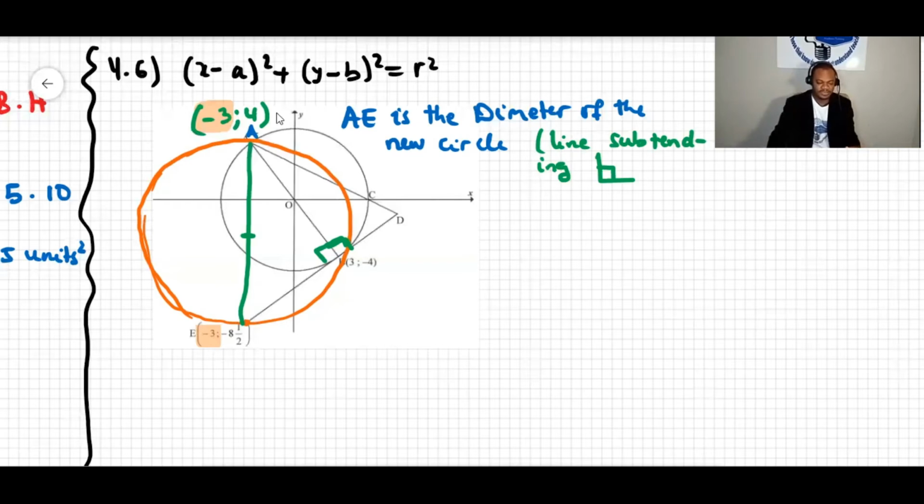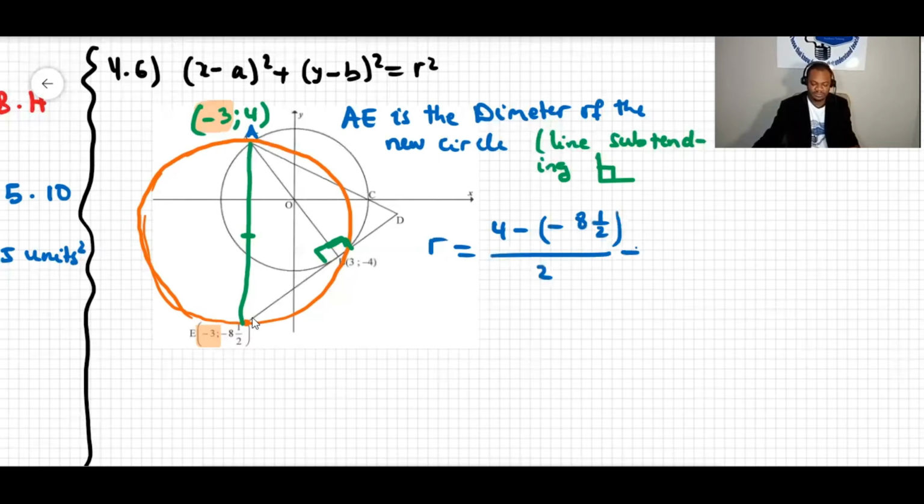We can find the radius by intuition if we do, for instance, it's half this distance, okay? It's going to be 4 minus negative 8.5 divided by 2. So the radius will be 4 minus negative 8.5 all over 2. So this means that the radius will be equal to 4 plus 8.5 all over 2.